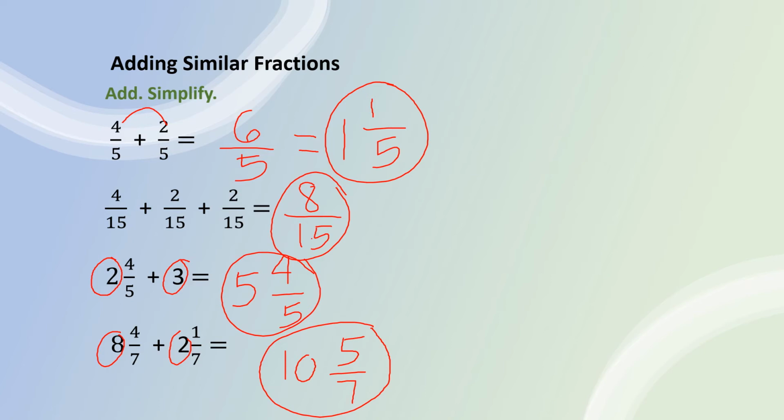So that's how you add similar fractions or fractions with the same denominators. You just add the numerators, copy the denominator, then simplify if you need to.